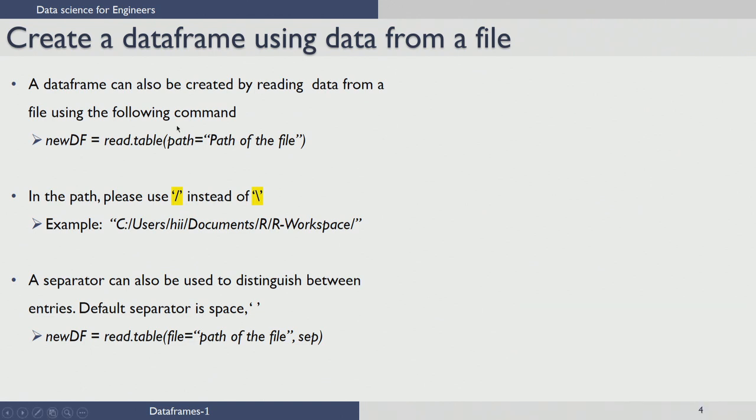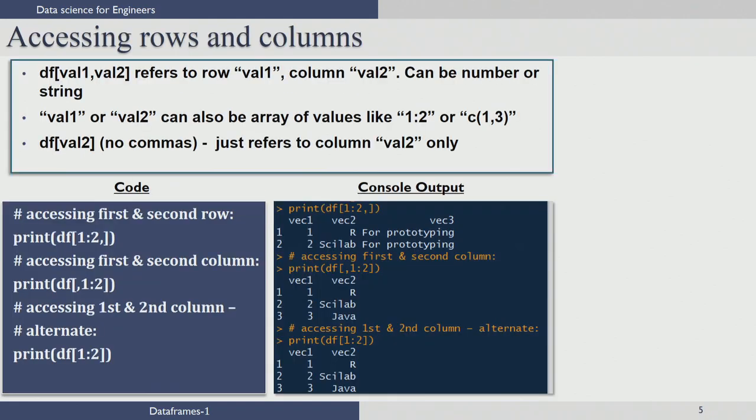Now that we have created a data frame, we need to see how we can access rows and columns of a data frame. The syntax for that is the data frame and 2 arguments have to be passed. The first argument val1 refers to the rows of a data frame and the second argument val2 refers to the columns of a data frame. So, val1 and val2 can be arrays of values such as 1 to 2 or c of 1 comma 3, etc. If you specify only val2, which is the syntax given here, df of val2, this refers to the set of columns that you need to access from the data frame.